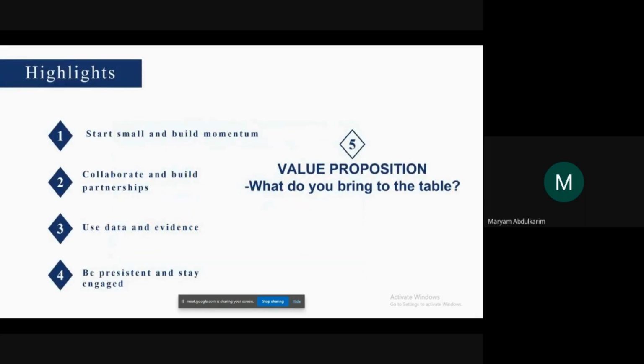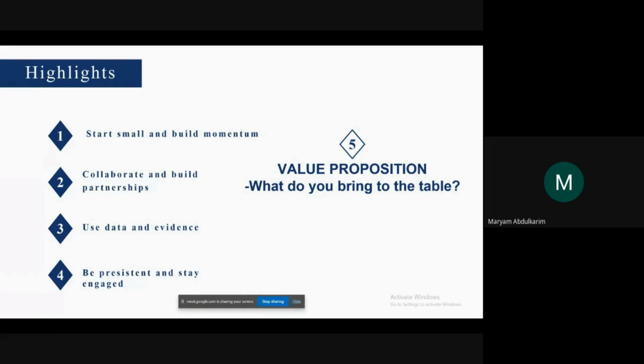Okay, so this brings me to my last slide, which is just a highlight of the message I'm trying to pass across. Start small and build your momentum. Choose the actions that are achievable. We all know the SMART goal, right? And gradually scale up your advocacy efforts. Collaborate and build partnerships. You can partner with other youth groups, other NGOs, and establish your organization to amplify your voice. And also use data and evidence. Base your advocacy on facts and research, because this would definitely increase your credibility and your impact.